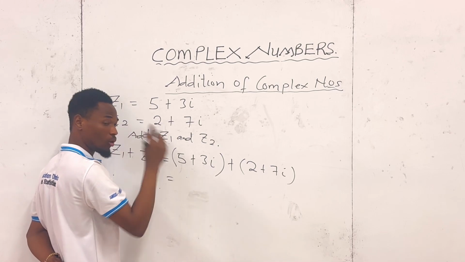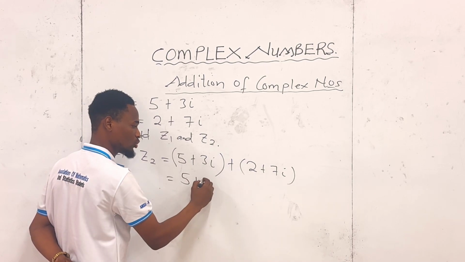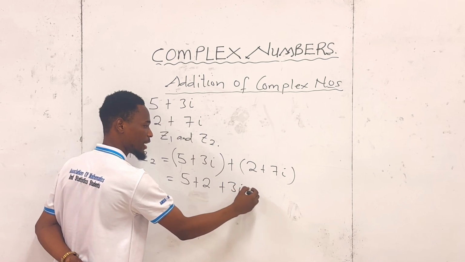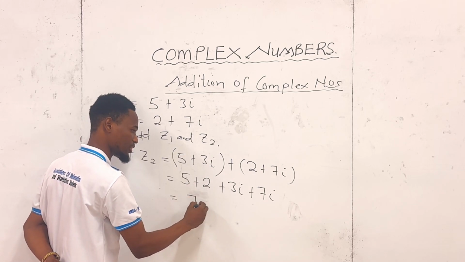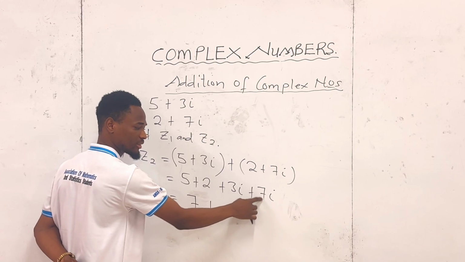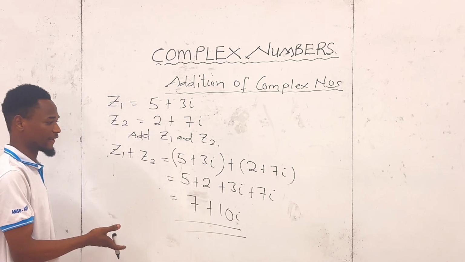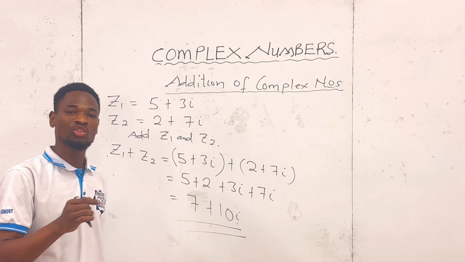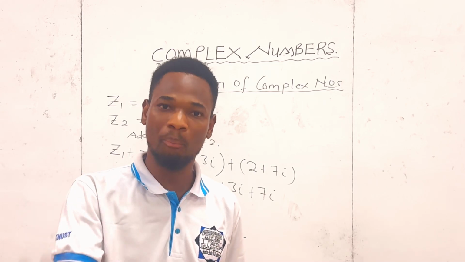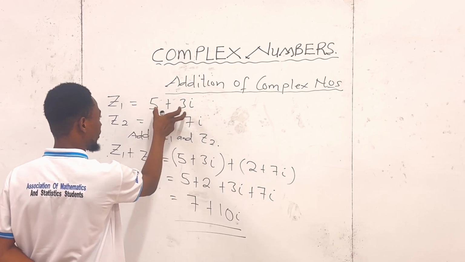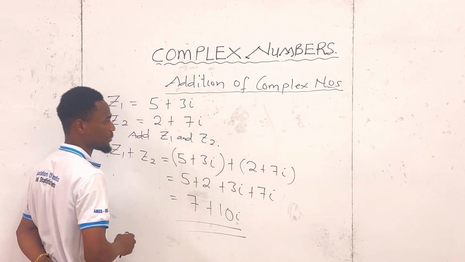So I'll group like this. The real parts are 5 and 2. So I have 5 plus 2, plus 3I plus 7I. Then 5 plus 2 is 7, and 3 plus 7 is 10I. So there it is. When you add two complex numbers, you get a complex number. I have a complex number added to a complex number, and the result is a complex number.